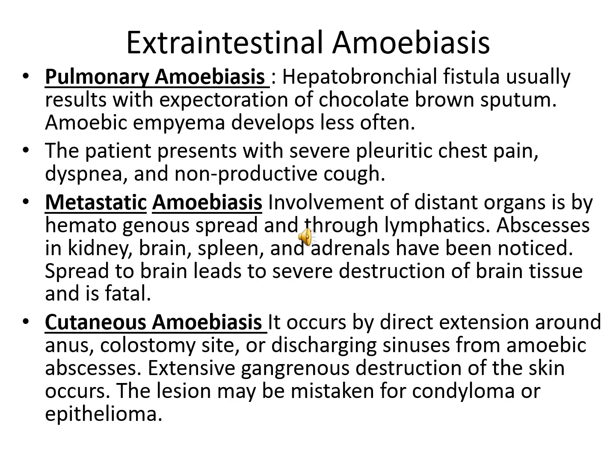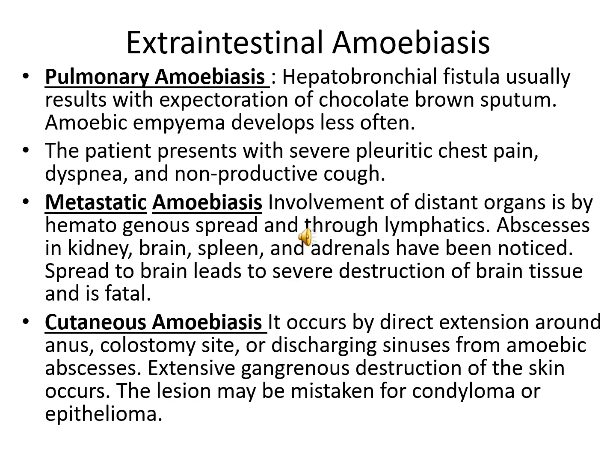Other sites involved in the infection are the liver, skin, and brain. Infection in the lungs is pulmonary amoebiasis, and infection of the skin is cutaneous amoebiasis. In pulmonary amoebiasis there will be a hepatobronchial fistula, and the sputum will be chocolate brown in color.